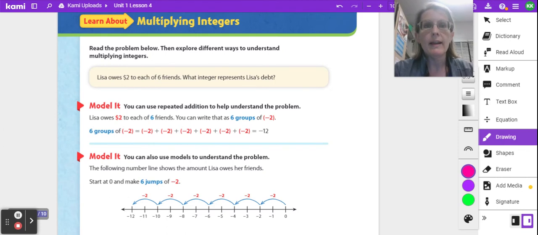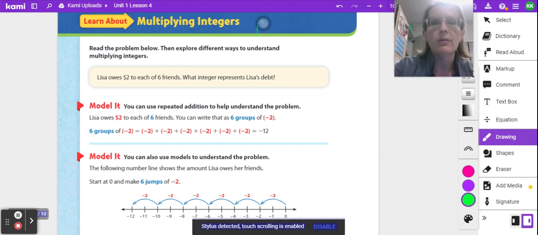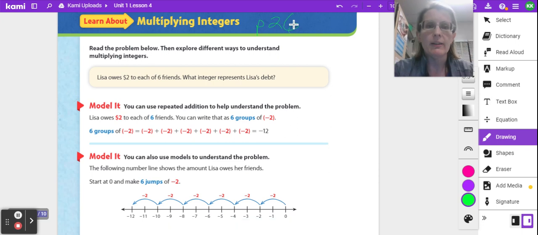Today in Unit 1, Lesson 4, we're talking about multiplying integers. This is on workbook page 26. So we're on page 26. Our question says, Lisa owes $2 to each of 6 friends. What integer represents Lisa's debt?